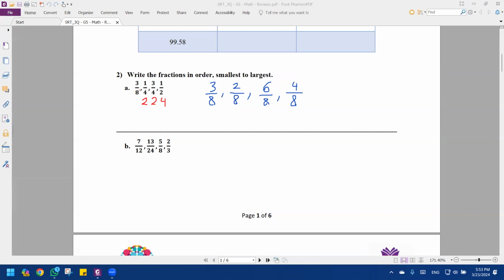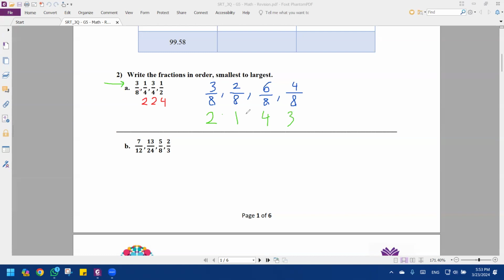First, let me write the order like this. Smallest first. So this should be the first one. Then this is bigger, the second one. This is bigger, the third one. And this is the biggest, the fourth one. But now it's not enough because I should order the original fractions here. Those ones should be ordered, not the new one.